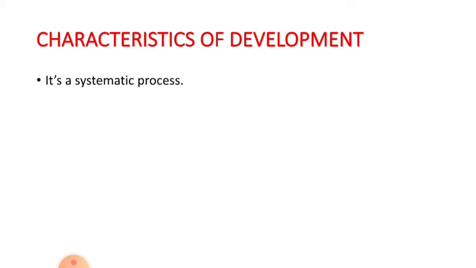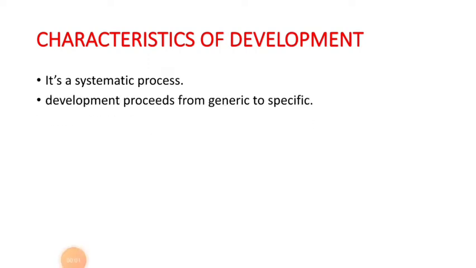Next characteristic, it's a systematic process. Each individual goes through the same pattern, like a child crawls first before walking, and before running he walks first. So it's a systematic process. Development proceeds from general to specific. For example, a child learns to use his hands before using his fingers.